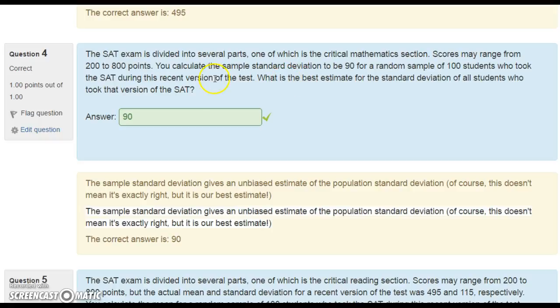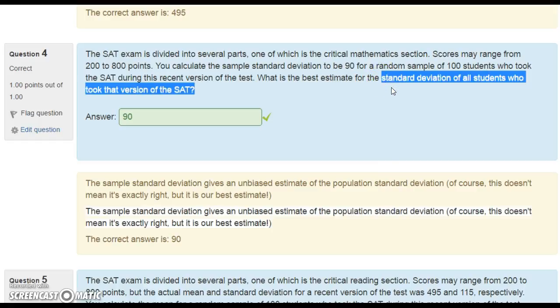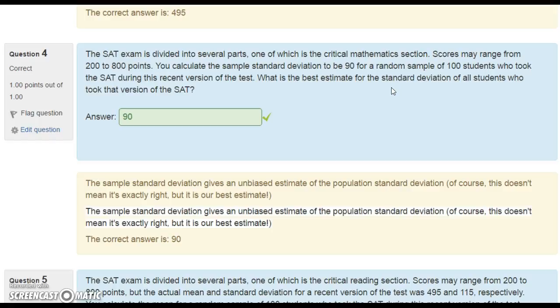Here we do a similar thing, so SAT exam scores, and we do take a random sample that has a sample standard deviation. What's the best estimate for? Notice what we're looking for here. We're looking for the standard deviation of all the students. In other words, the standard deviation of the original population. We're not looking for the standard deviation of that distribution on the right side, the distribution of sample means. That's not what we're doing, at least not in this question. We're trying to estimate the standard deviation in the original population. And remember, our sample is kind of a miniature version of the population. So that 90 is really going to be our best estimate of the population standard deviation.